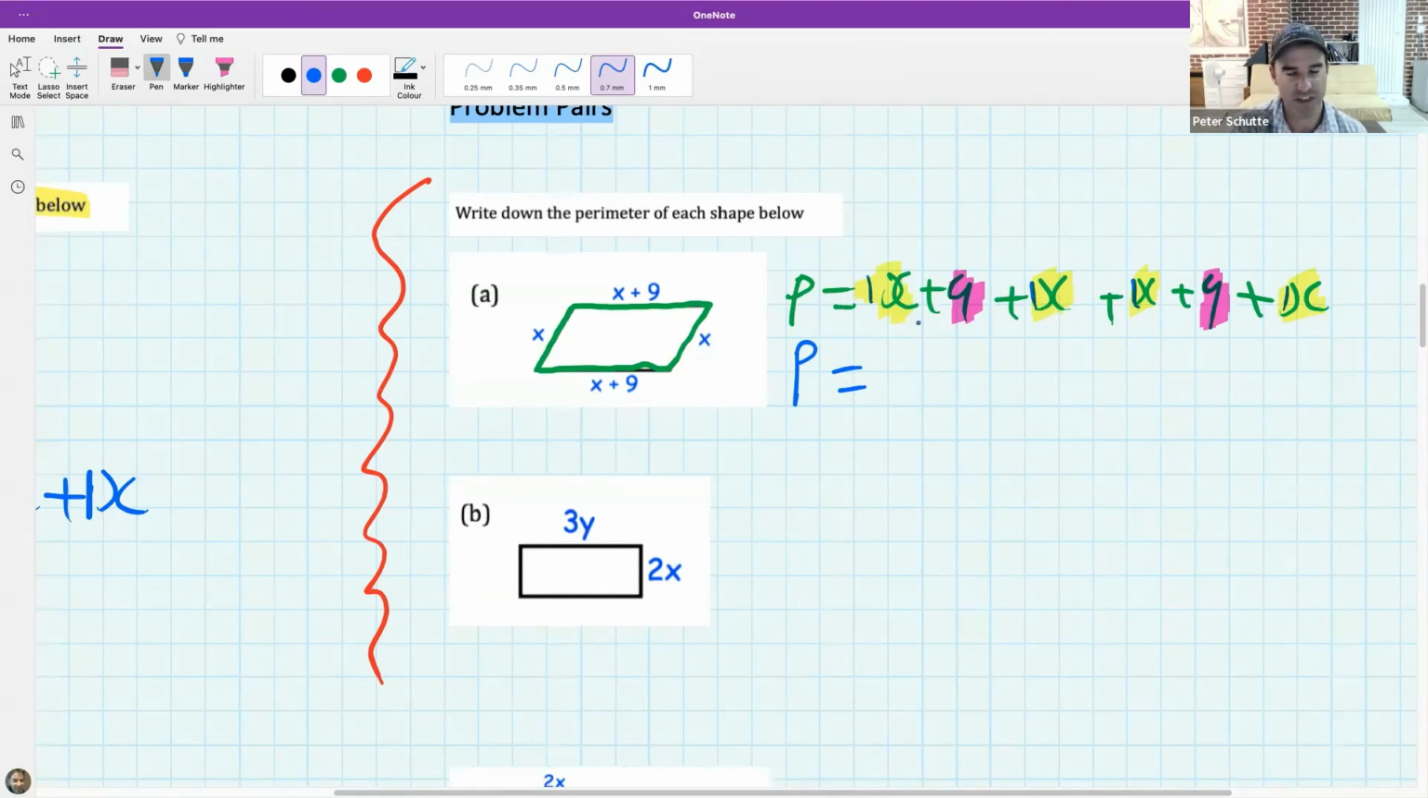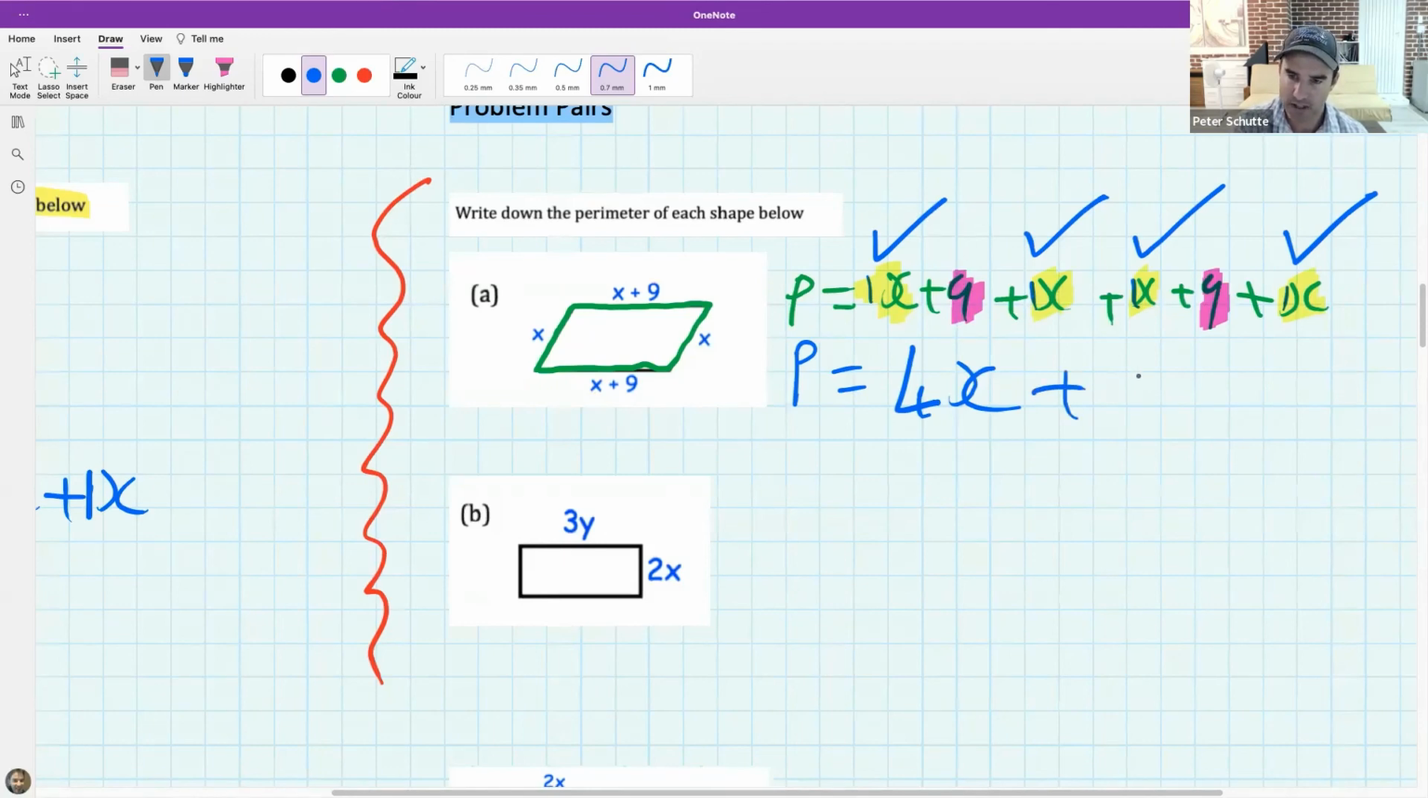Okay, almost. Here's the thing I want to point out. If you look at these terms we're adding, I can only add the yellow ones with the yellow ones, because they are like terms. How many x's are there? 1x plus 1x plus 1x plus 1x. That is going to be 4x. Now I'm going to add the constant terms, the ones that are numbers. What is 9 plus 9? It's 18. And so the perimeter of this is going to be 4x plus 18.